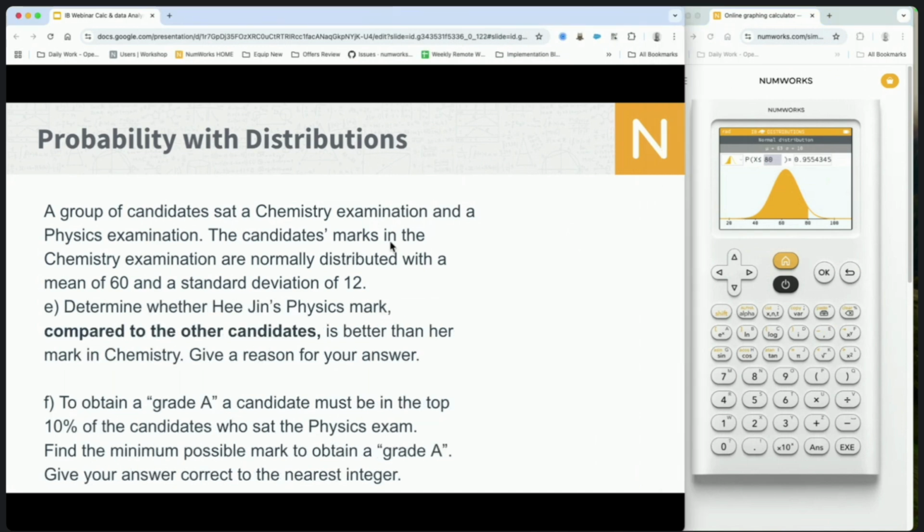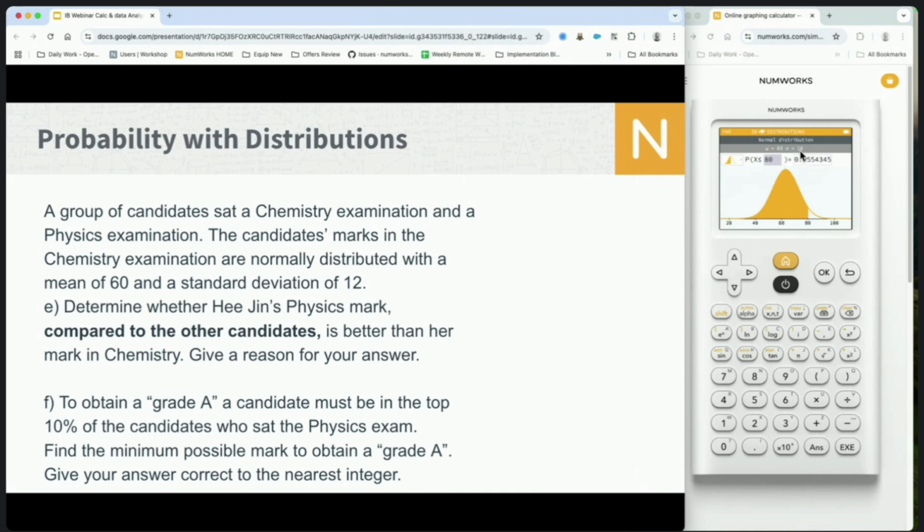The follow-up questions are obviously which one he did better in, compared to others. So they're just looking at those probabilities. All right, he did better than 95%. Another one he did better than only 4.78%. So obviously he did better in physics because only 4.5% did better. That's just interpreting what we've already done, which we all knew to do.